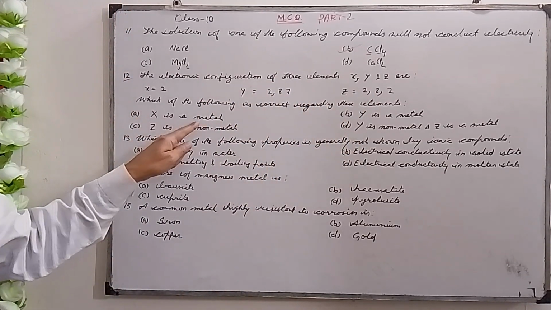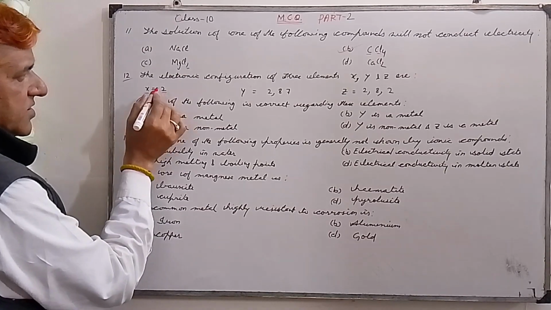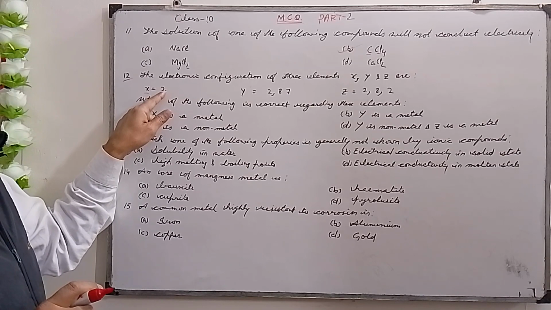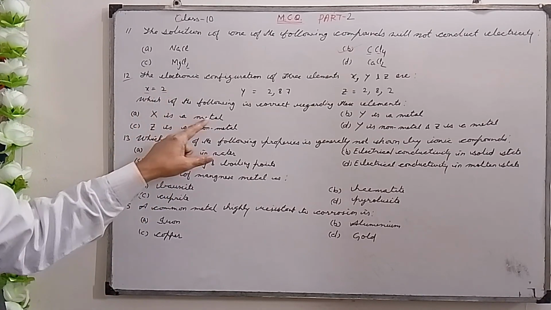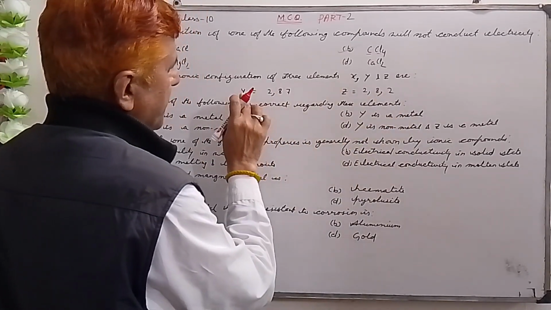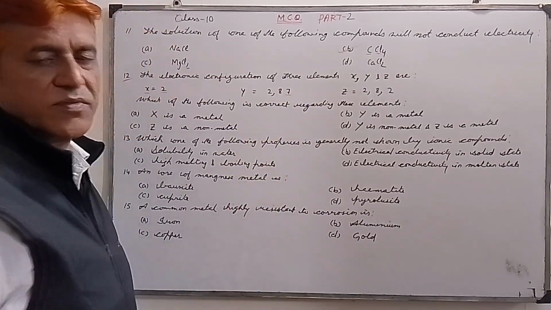Okay, X is a metal. My dear students, X has only one shell, and that is completely filled. So this is an inert gas. This is not a metal. So X is a metal, this is wrong. Y is a metal. Y has 7 electrons in the outermost shell.